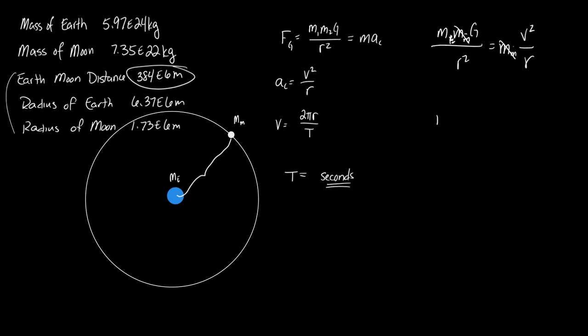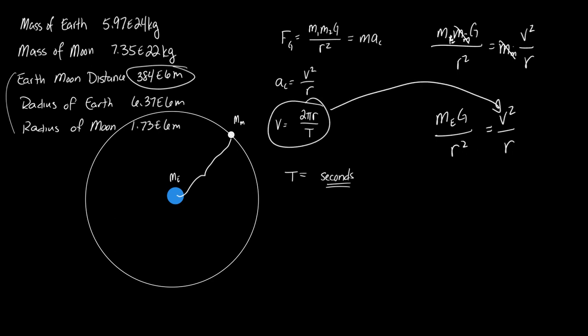Now, I asked for the time. I'll point out, this won't find you the time. This is going to find you the velocity. Now, you could find the velocity and then find the time, sure. Or you could substitute and get rid of the velocity and just have time. I want time. You choose which way you want to do it.